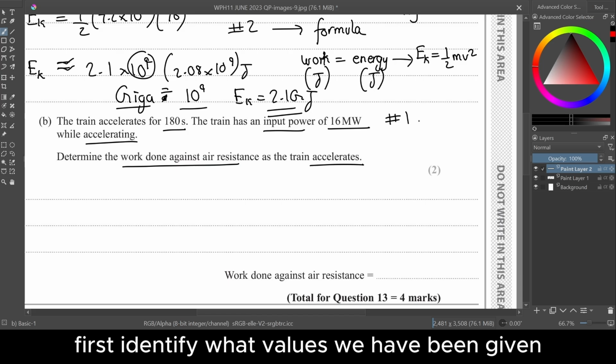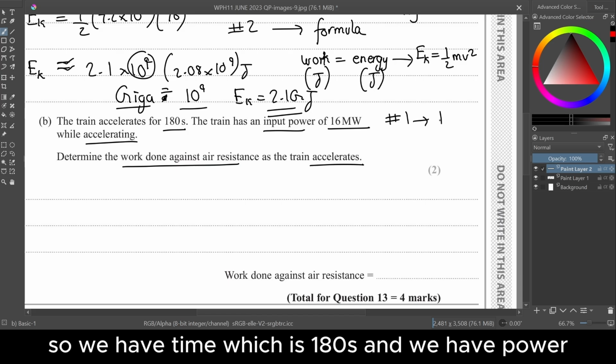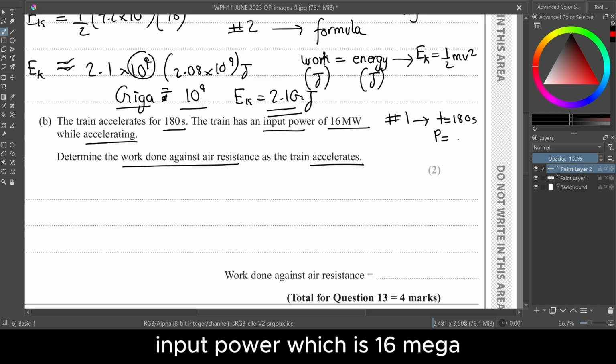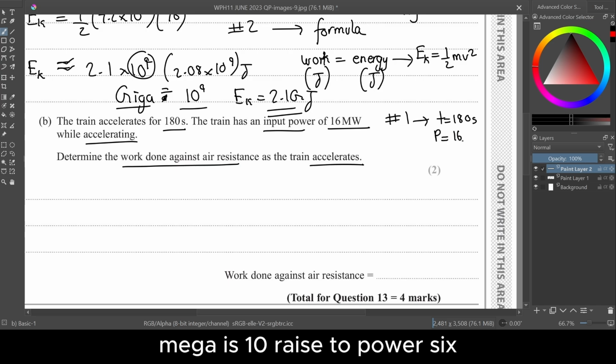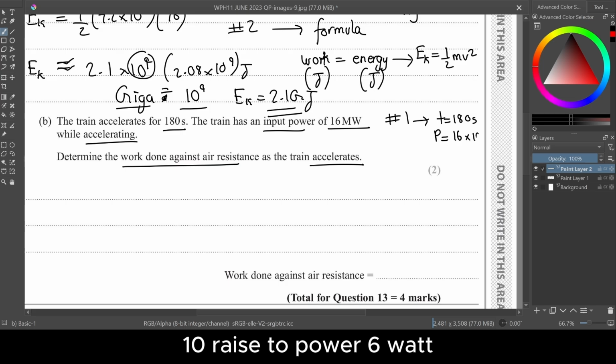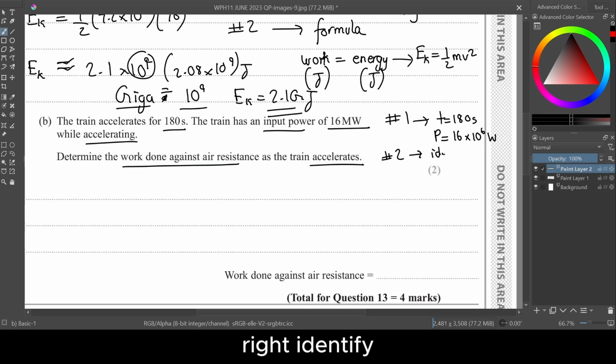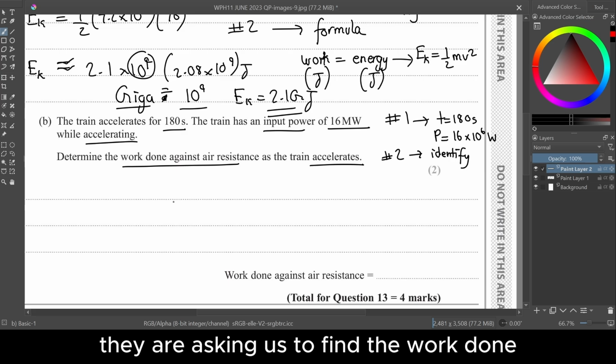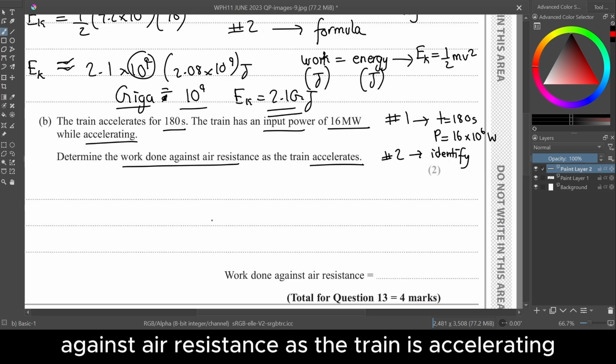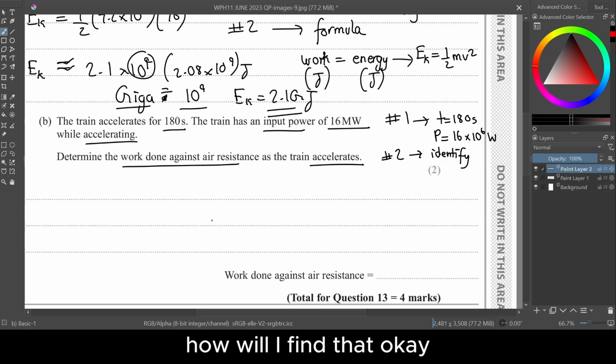And what is the strategy? First, identify what values we have been given. So we have time, which is 180 seconds, and we have input power, which is 16 mega. Mega is 10 raised to power 6, so 10 raised to power 6 watt. Okay. Now, second step is to identify what they are asking us. They are asking us to find the work done against air resistance as the train is accelerating. How will I find that?